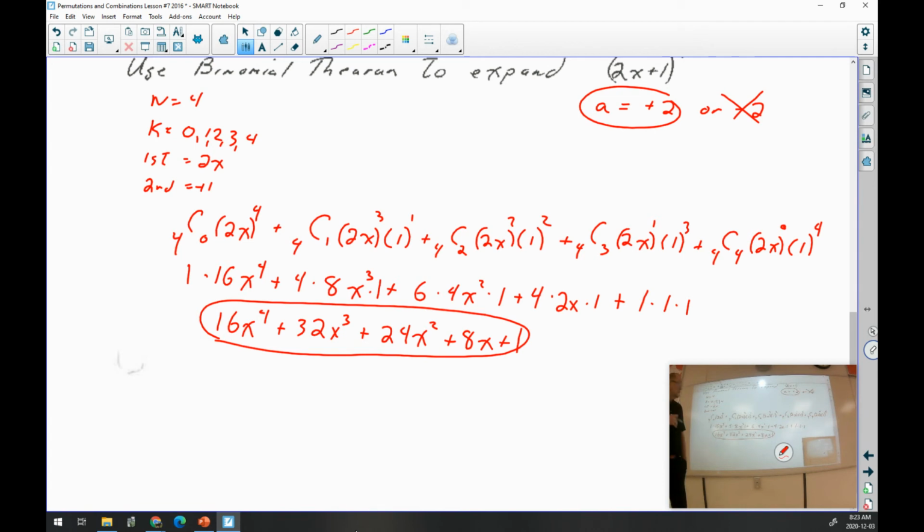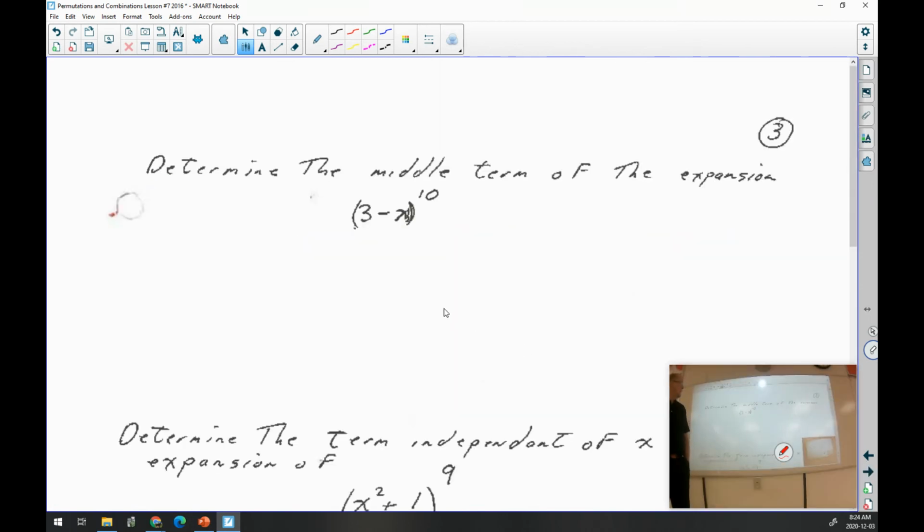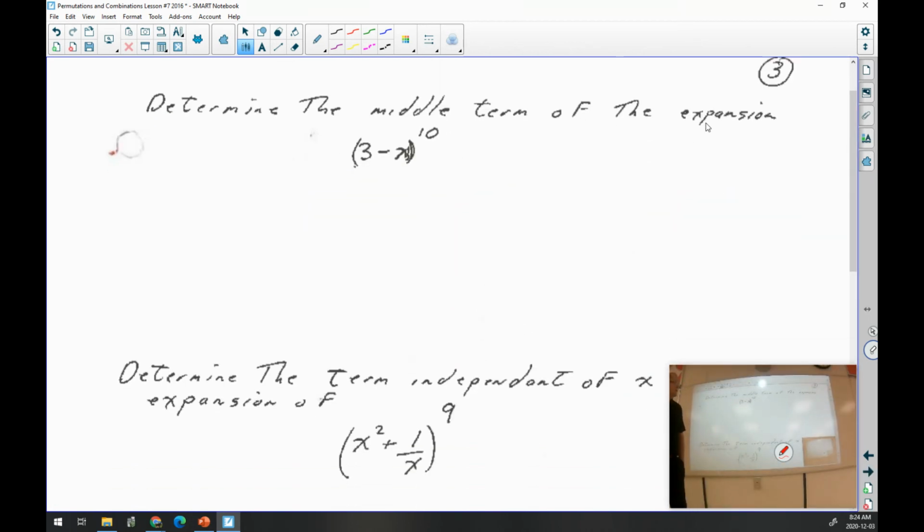Again, in an expansion, I did kind of cheat because I also used my patterns. But this is using Pascal's, or not Pascal's, the binomial expansion idea. Now the middle term, a very common question. Well, we have an expansion raised to the power of 10. What is the middle term?